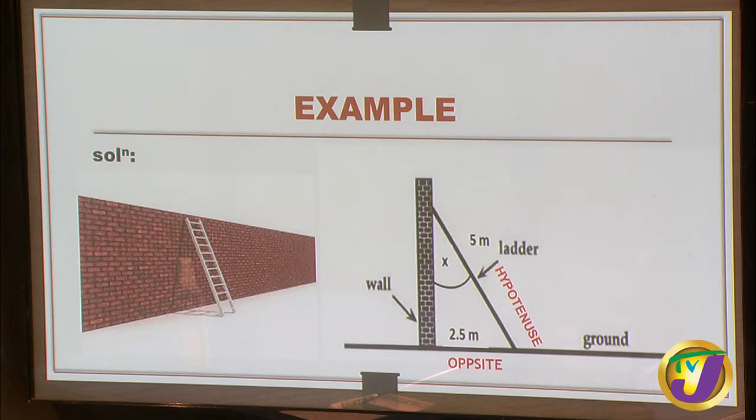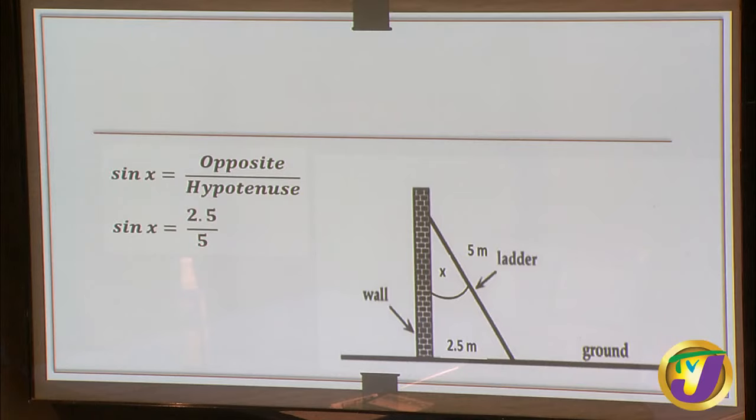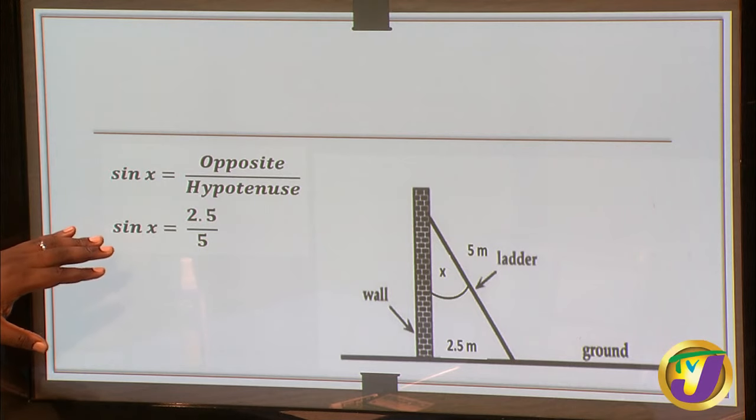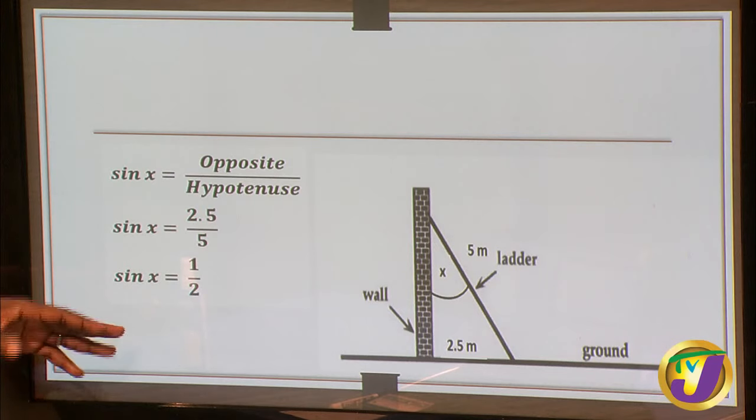So remember, anytime you're trying to find an angle, we use the inverse of the trigonometric ratio. But we always have to start out with the actual sine function itself. So we start with our sine function, and of course, we extract the data from the problem. We know that the opposite is 2.5 meters, the hypotenuse is 5, we put that in there, and we simplify it to get a half.